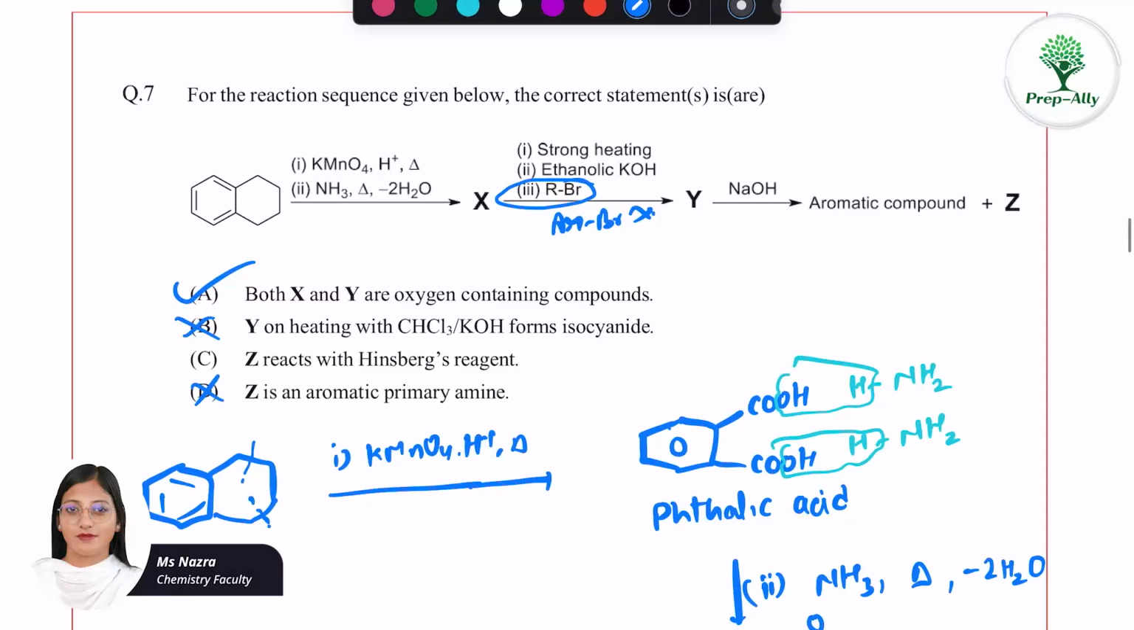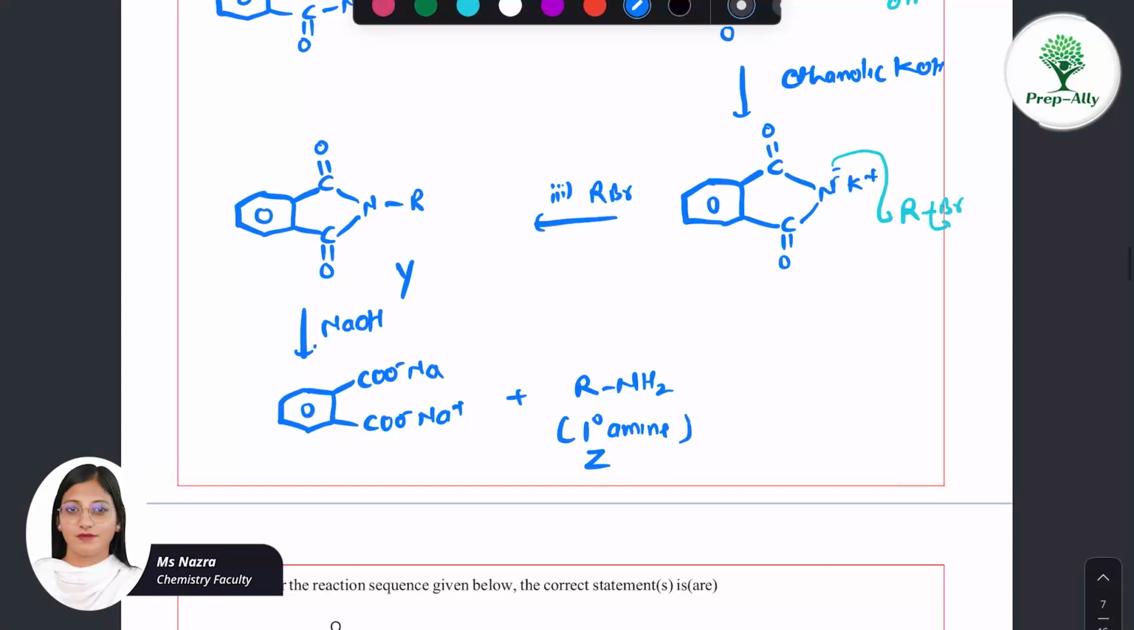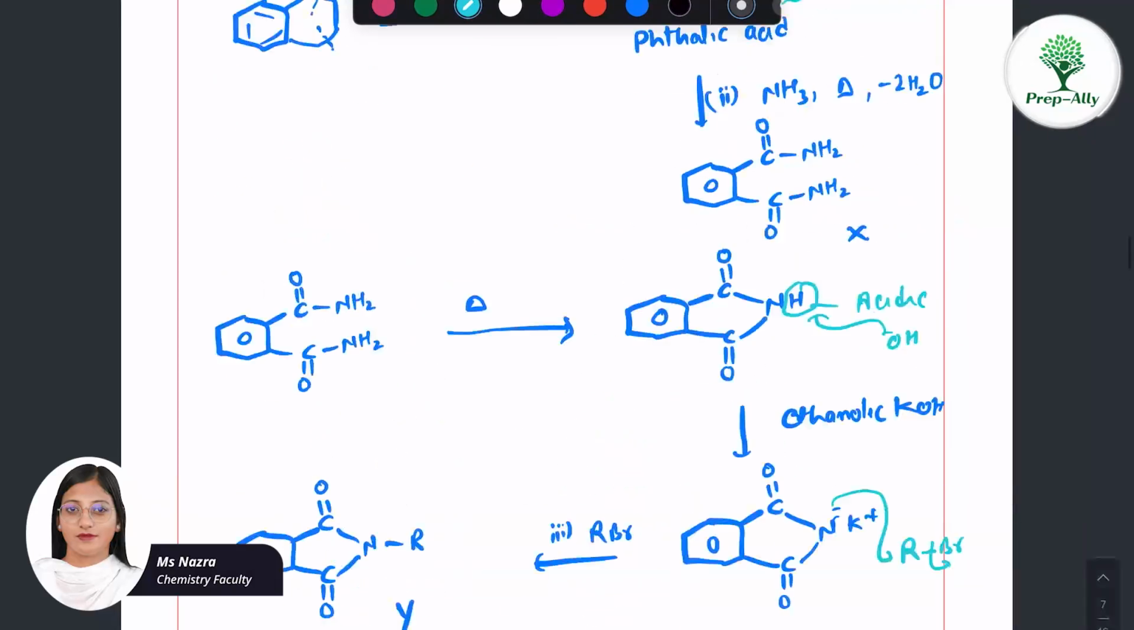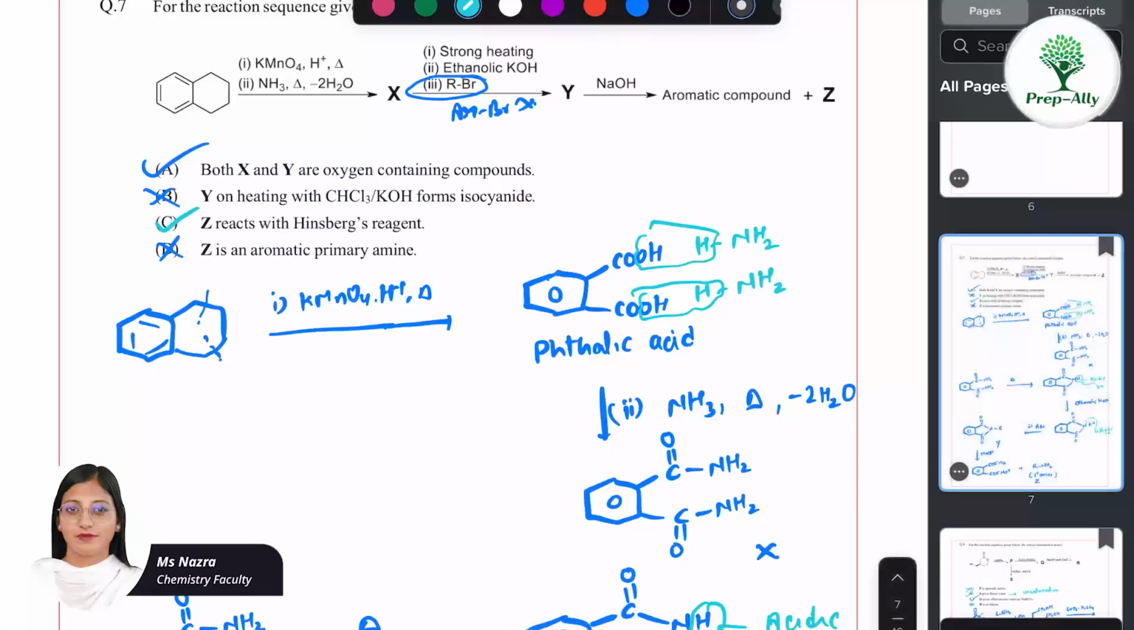Z reacts with Hinsberg's reagent. Let's see the reaction of the Z with Hinsberg. If you remember, the Hinsberg test is given by your primary amine, right? So this is also correct. Let's see the Hinsberg first over here, how it will form.